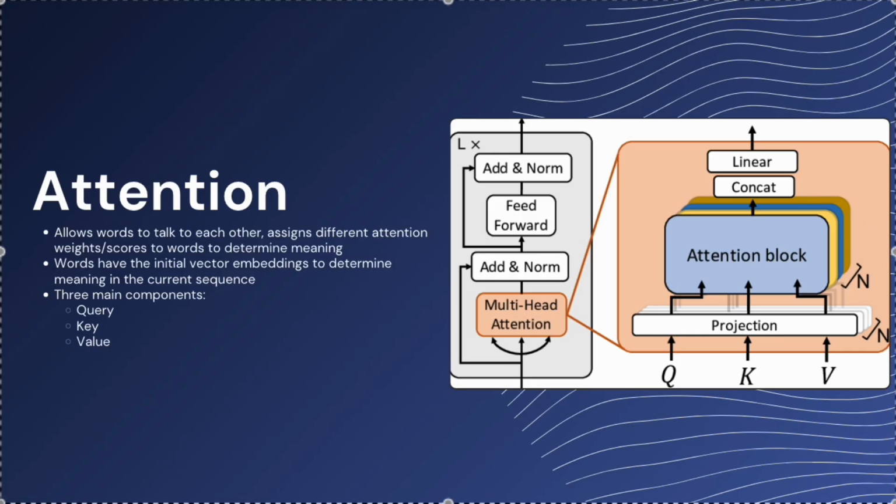As we previously learned, the attention block allows vectors to communicate with one another to determine the meaning of the word based on the context in which it is used. Based on the context, the attention block assigns different weights or scores to the vectors assigned to each word. Each word has an initial vector embedding, which determines the meaning of the word used in the current sequence.